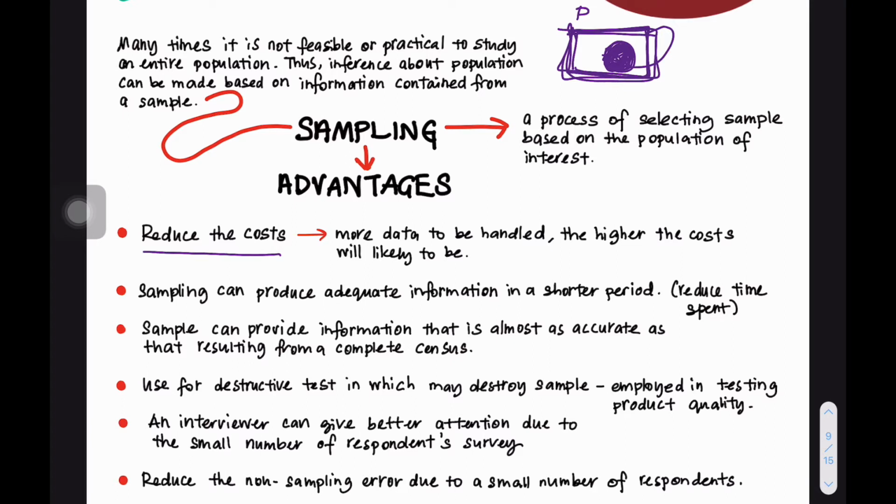Biasanya macam tu. So we don't need to gunakan masa yang banyak, kos yang tinggi untuk kita kaji the whole population if we can get the information from the small group of sample.